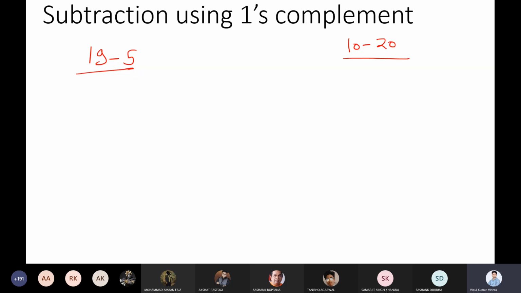So most probably you have pen and paper in your hand. And if you do not have pen and paper in your hand, from the next class, please take your pen and paper and make notes. That will help you a lot, because this entire digital design system will be like I will write every time. So once you write, then you will feel it. You will understand it in a much easier way, right? So 19 minus 5 and 10 minus 20.